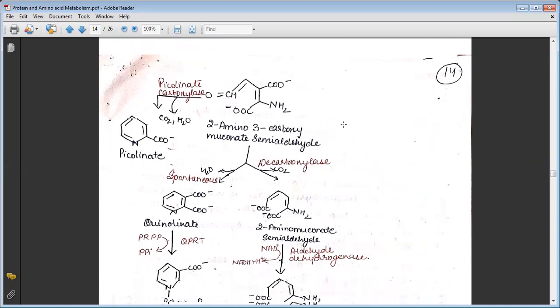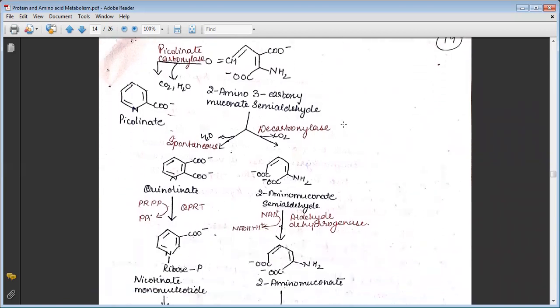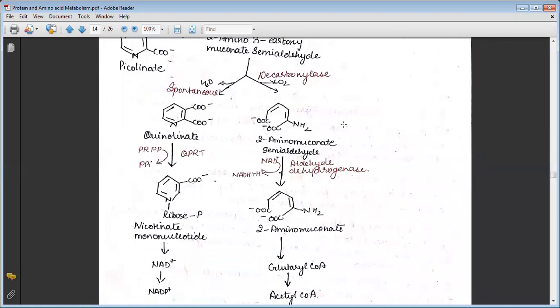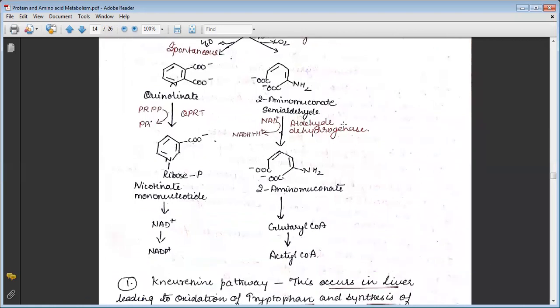Now this quinolate changes into nicotinamide mononucleotide in the presence of QPRT, and this PRPP changes into PPi, that is pyrophosphate, and then this mononucleotide changes into NAD plus and NADP plus.